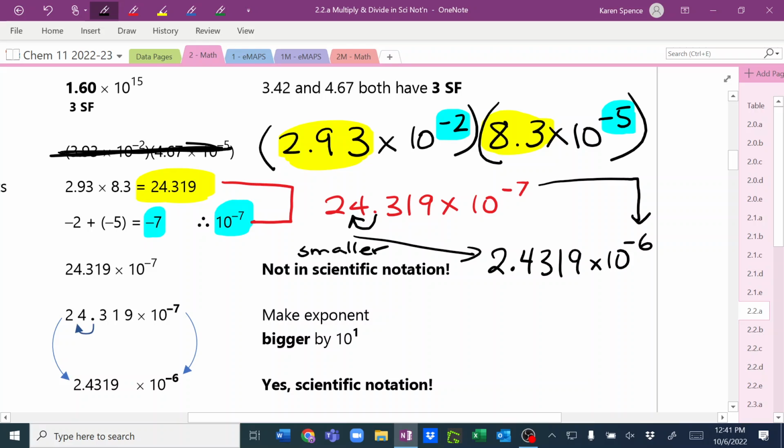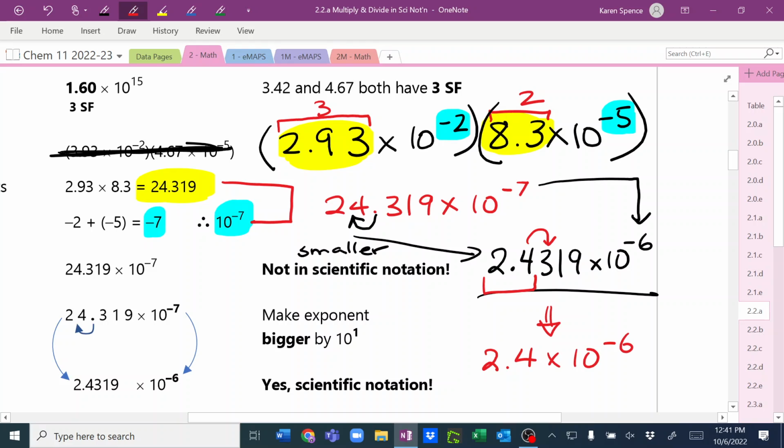Am I done this question when I get to this point? No, because I still need to consider what? Sig figs. Here we have how many? 3, and here we have 2. And so we say, okay, I need to have 2 sig figs. That 3 is smaller than a 5, so that then becomes 2.4 times 10 to the -6, and that would be our final answer.